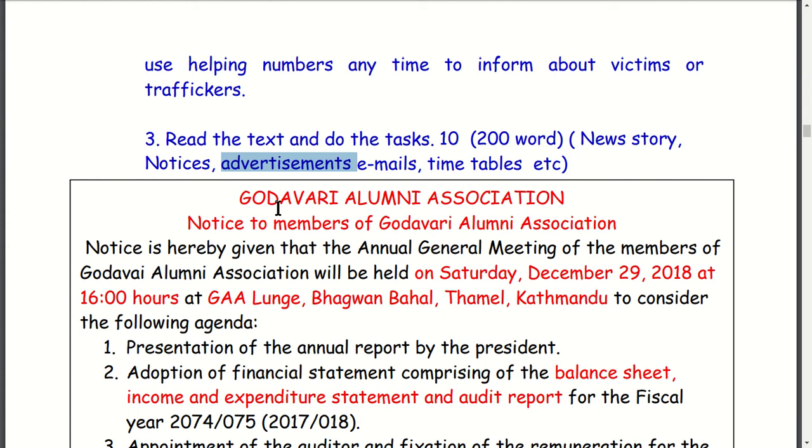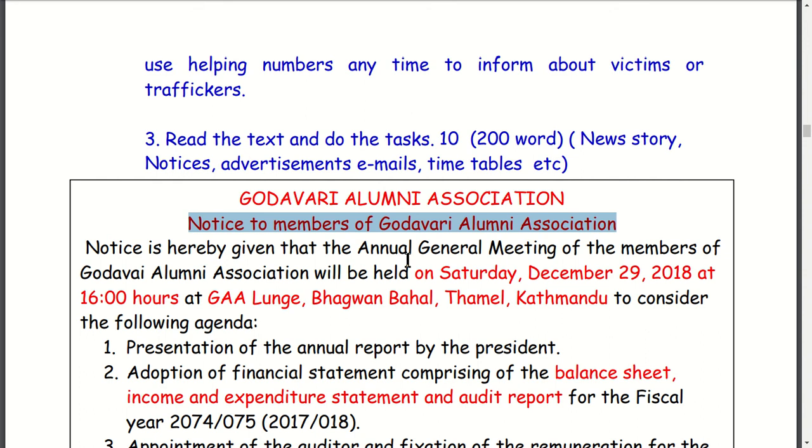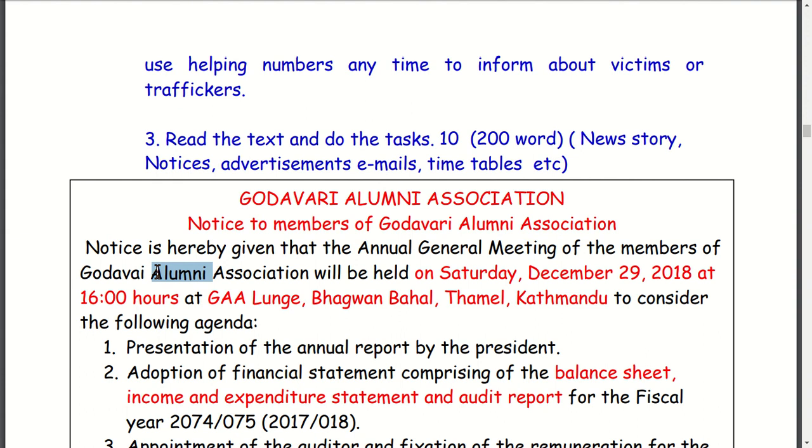Godavari Alumni Association. This notice is here. Notice to the members of the Godavari Alumni Association. Notice is hereby given that the annual general meeting, Barshik Sadharan Sabha, of the members of the Godavari Alumni Association. Alumni means generally the previous students of the organization, students who have already passed the school, who have already left the school, old students. And their association is also here.